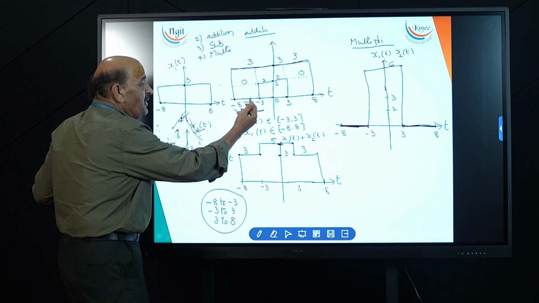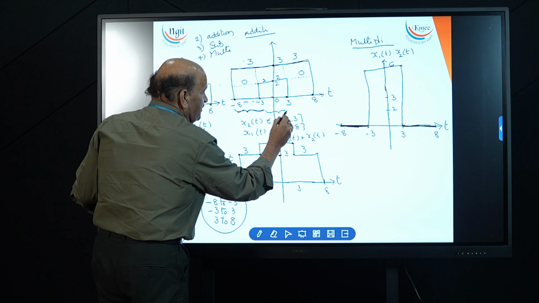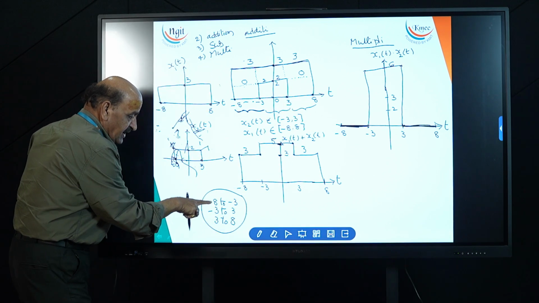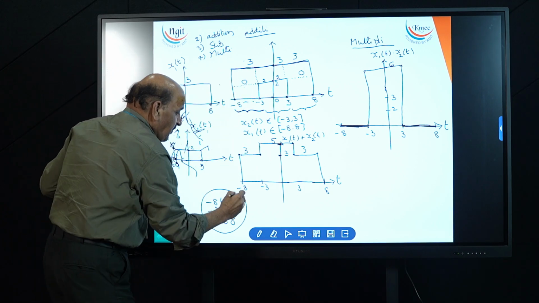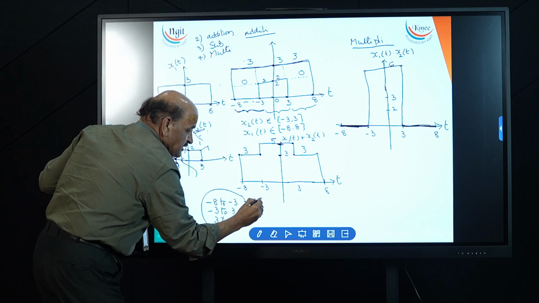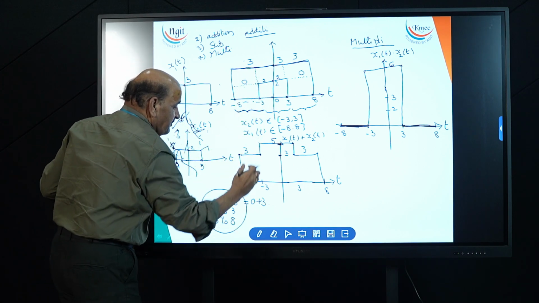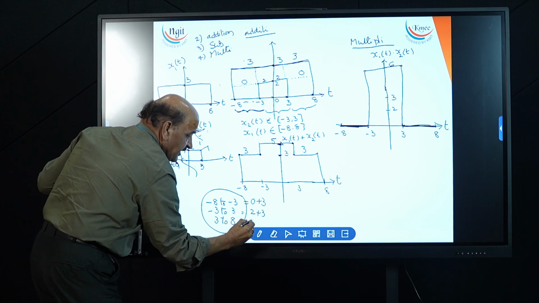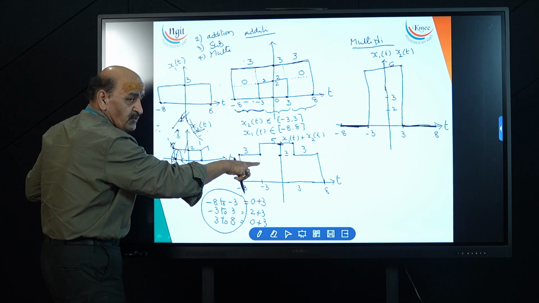Now, in how many divisions we can make? Minus 8 to minus 3, minus 3 to 3, and 3 to 8. 3 divisions we can make. So, here we made 3 divisions. In these 3 divisions, for addition operation, what we made? 0 plus 3 equal to 3. Now, 2 plus 3, for this range, 2 plus 3 is equal to 5. For this one, 0 plus 3 equal to 3. So, according to that, we got this graph.